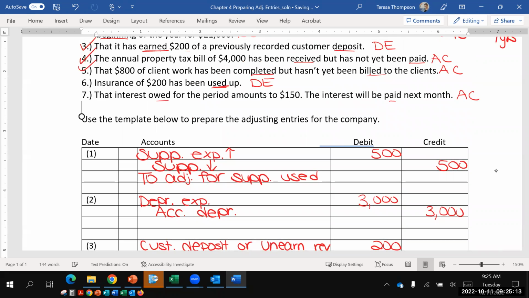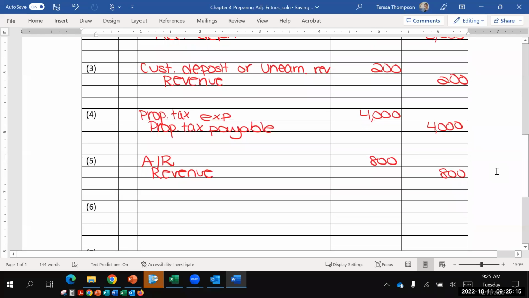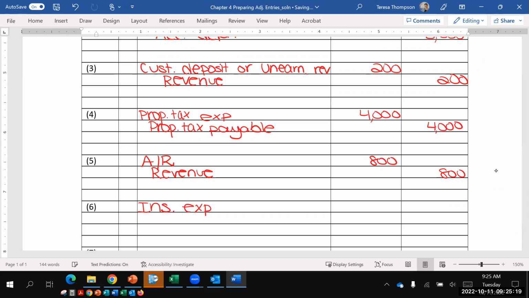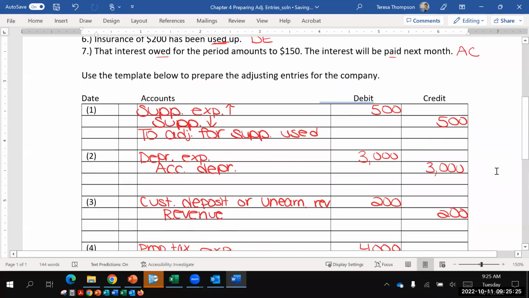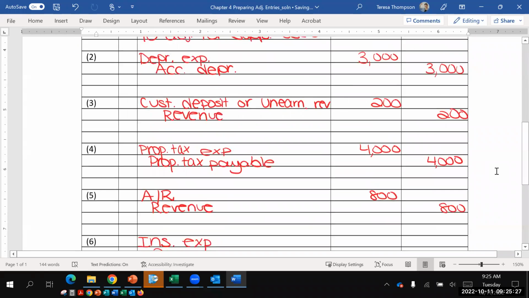Insurance has been used. That's a prepaid expense. So insurance expense and decrease the asset. Prepaid insurance of 200.